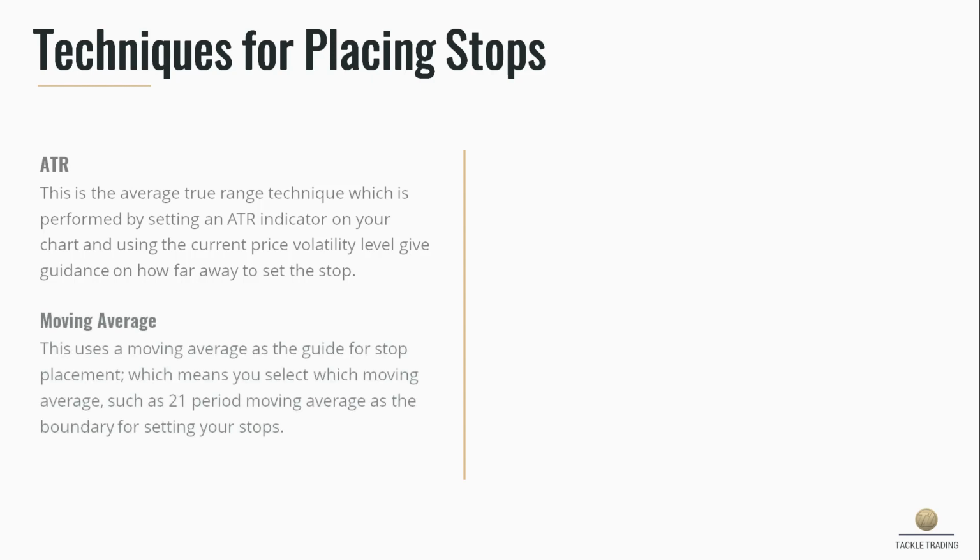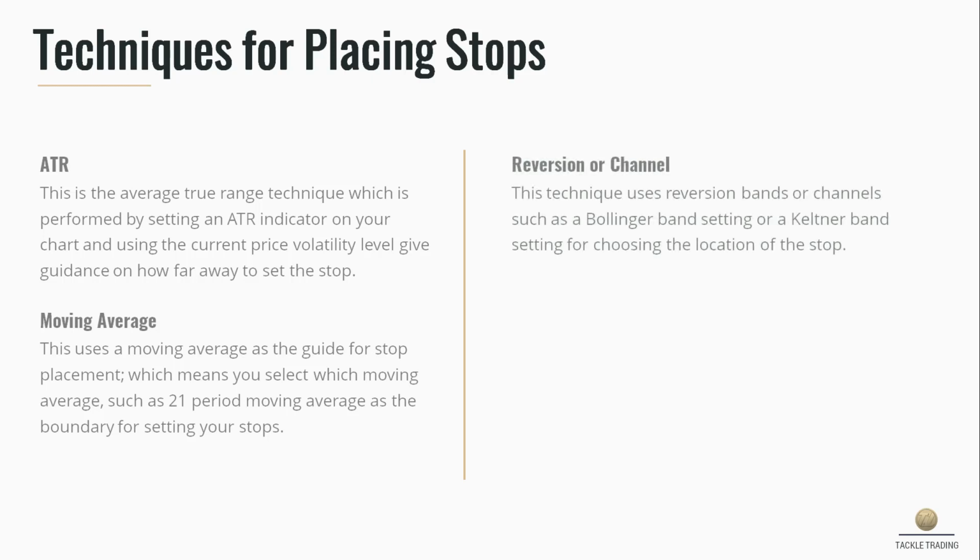That's ATR. Moving average, as you would expect, says for some period of time we're going to base this on a moving average. It might be a 21 period moving average. In any event, you pick your moving average time and then you put your stop below that moving average or above it. That's another technique. And here's another one, which has to do with the reversion or the channel. There are several techniques used to model or draw channels. One of those is called a Bollinger Band, or another is a Keltner Band. If you don't know what those are, certainly go look those up. But some use those as ways to put your stops out over the edge of the Bollinger Band or of the Keltner Band.